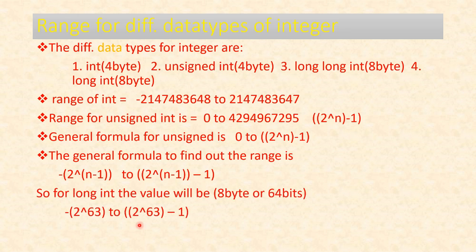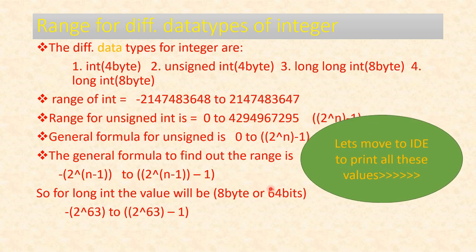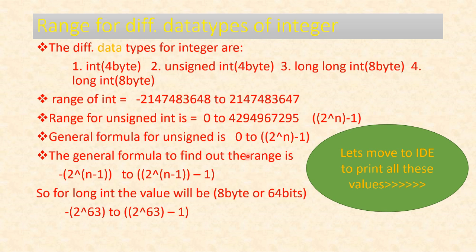Okay, so for long int the value will be 8 bytes or 64 bits. So here we will put the value of n as 64. What we'll get here is minus 2^63 to 2^63 minus 1. So this is all about the integer data types. So far we have discussed all the parts, and also the concept and the correlation between the bits and the memory. Now let's move on to the IDE to print all these values.